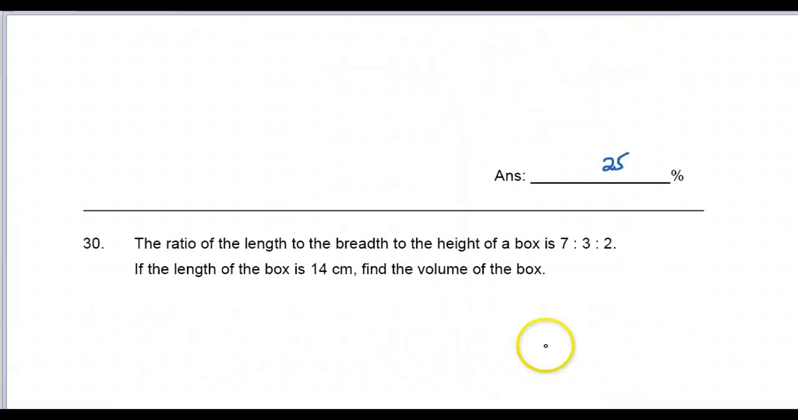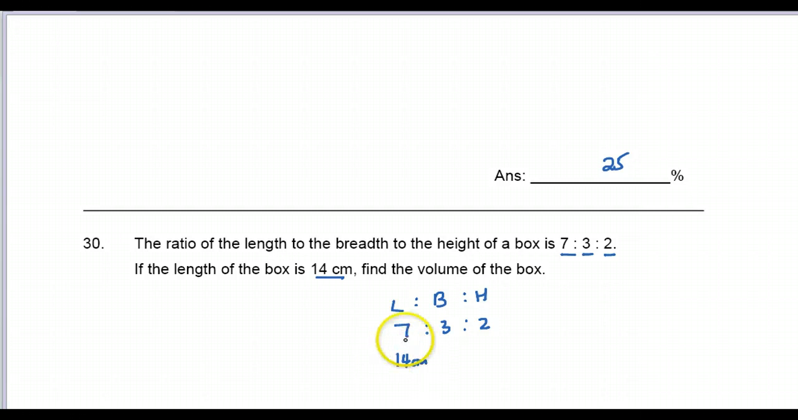Question 30. The ratio of the length to the breadth to the height of a box is 7:3:2. The length of the box is 14 cm. So my length to breadth to height is 7:3:2. The length of the box is 14, so I know this is 14 cm. So 7 times 2 will be 14, 3 times 2 will be 6, 2 times 2 will be 4.